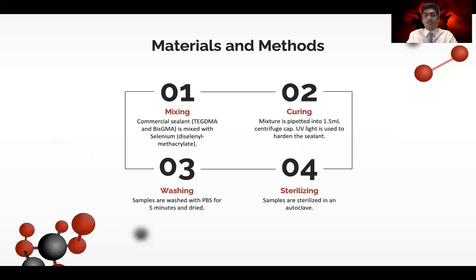The second step was curing. The mixture was pipetted into 1.5 milliliter centrifuge caps, and the UV light was used to harden the sealant. Third, the samples were washed with PBS for 5 minutes and dried. Finally, the samples were sterilized in an autoclave under the gravity instrument cycle.